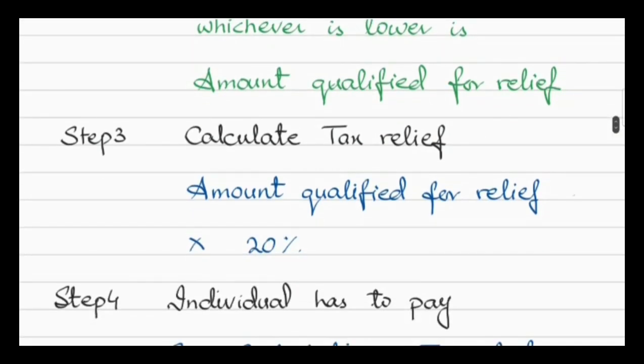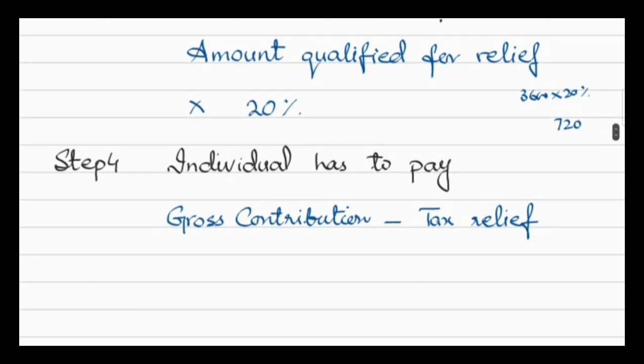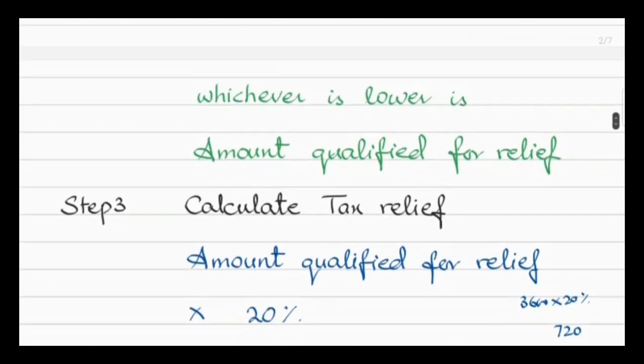So it will be 3600, and you have to multiply 3600 by 20% to calculate the tax relief, which will be 720. Now what individual has to pay? 3600 minus 720, this is 2880. So this is how we have to calculate what the individual has to pay or what is the tax relief.